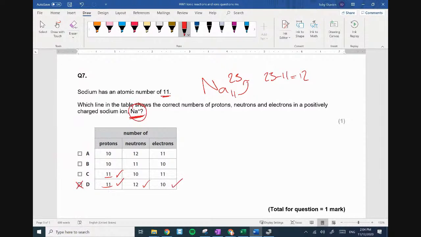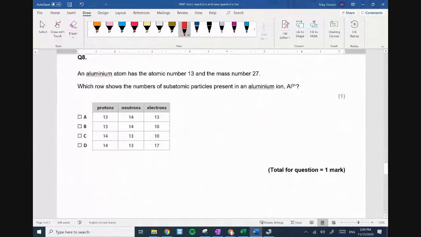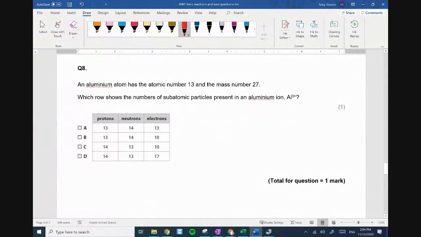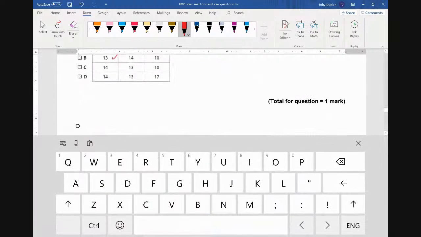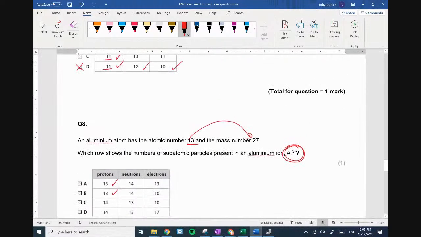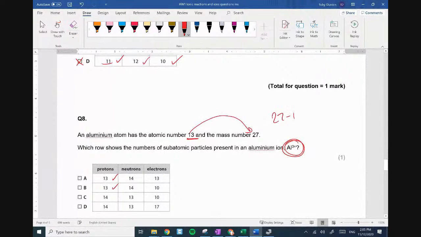1 mark. Moving on. An aluminium atom has this. Which one shows the aluminium ion? Okay, so we know that it's still going to have 13 protons. So that one and that one are correct. It's going to have, number 27, 14 neutrons. So 27 minus 13 is 14 neutrons. Oh, that one and that one is correct.